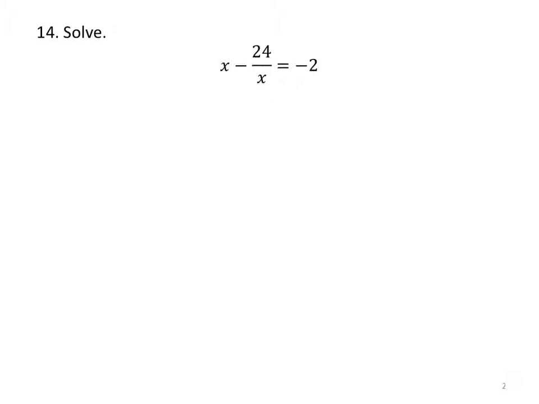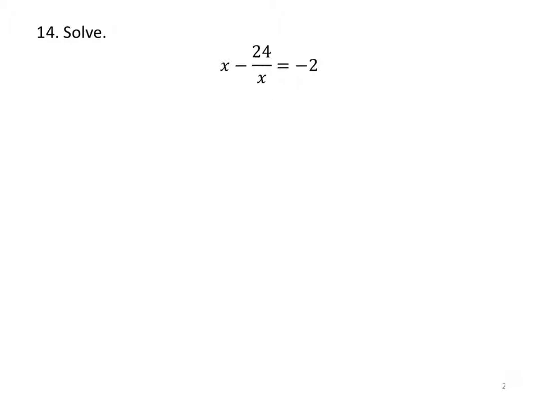So a key word is solve. If you simplify and don't solve, then you won't be doing the problem correctly. So in this equation, we have the expression (x - 24)/x = -2. So first let's simplify. First let's set the equation equal to 0, because ultimately we want to have factors that equal 0, and then we can use the zero factor property.